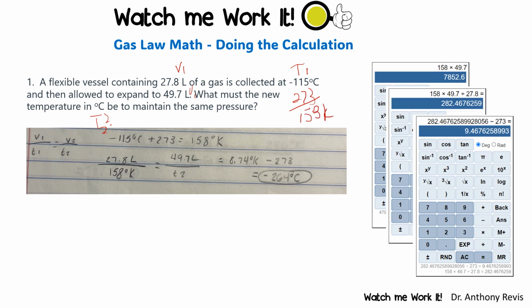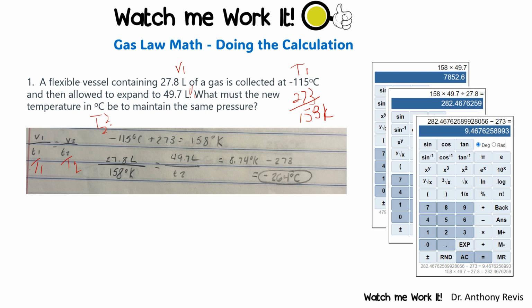The student here set up the problem properly with the V1 over T1, V2 over T2, Charles's law. And that's set up perfectly. I advise, however, that you change these to capital letters so you don't confuse it with time later. But that's set up perfectly. Well done. Here, the student did a really good job in making the conversion. Well done. The setup here, put in the values, set up perfectly.